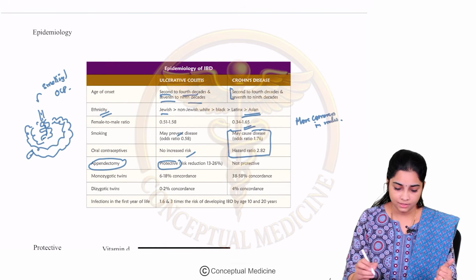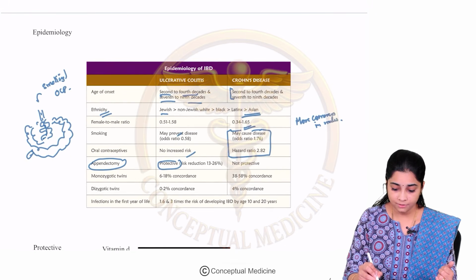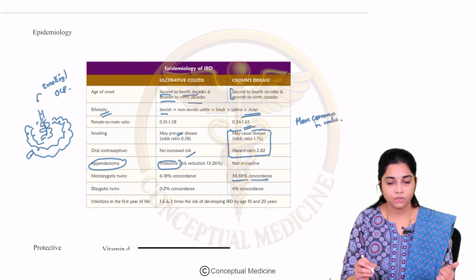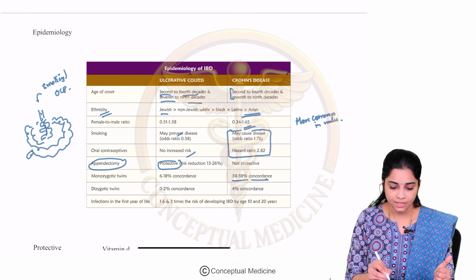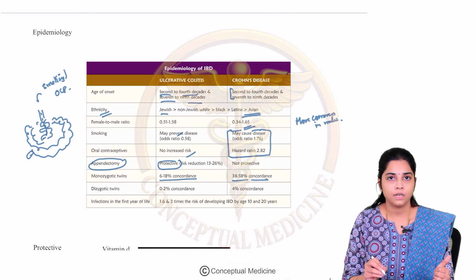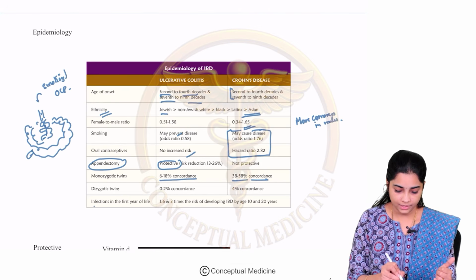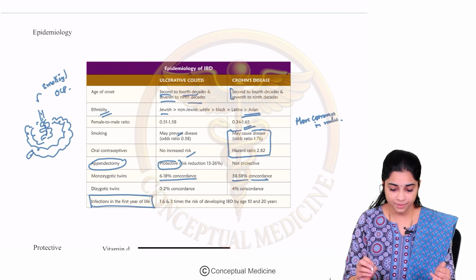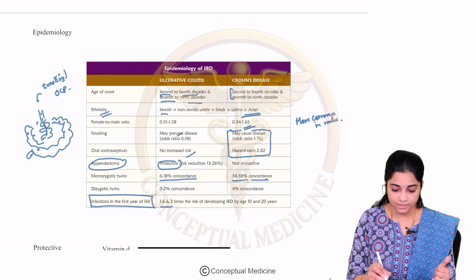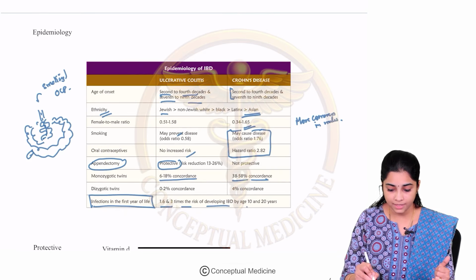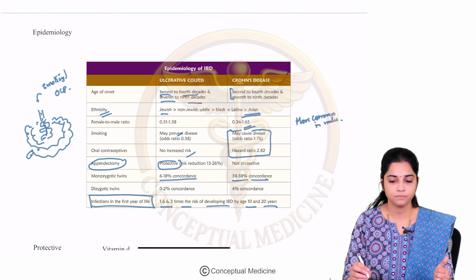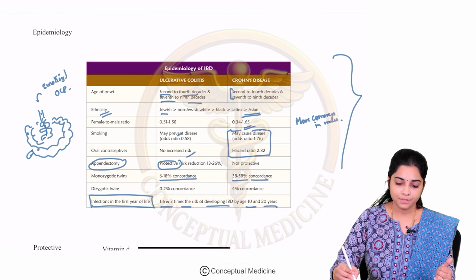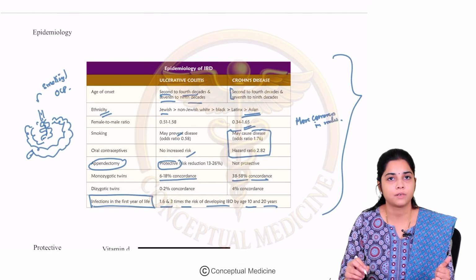Then monozygotic twins have a higher concordance of Crohn's disease, up to 58%, and 18% in ulcerative colitis. Then infections in the first year of life are a very important risk factor for inflammatory bowel disease. There is a 1.6 and 3 times risk of developing IBD by 10 and 20 years of age. So these are the epidemiological characteristics of inflammatory bowel disease.